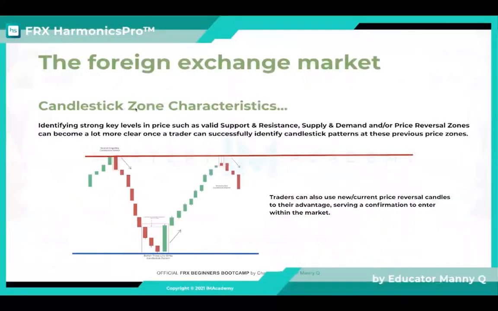This is called a candlestick zone characteristic. So when you're looking for support and resistance, supply and demand, simply identify if there were previous candlestick patterns at these zones, letting you know that there was valid price rejection to strengthen your support and resistance zones in the market.